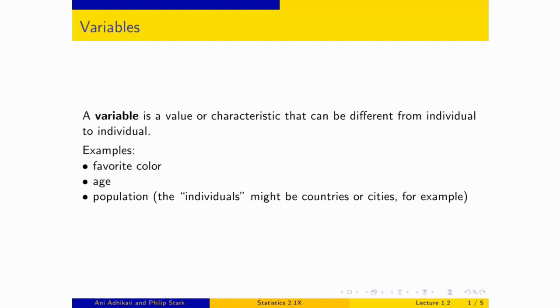Ages. Population. Now here, the individuals are not people. The individuals are cities or countries or some regions. Individuals don't have to be people. Now, variables are classified in certain natural ways, and sometimes that classification helps make decisions about how you should summarize the variable. So let's look at how variables are classified.